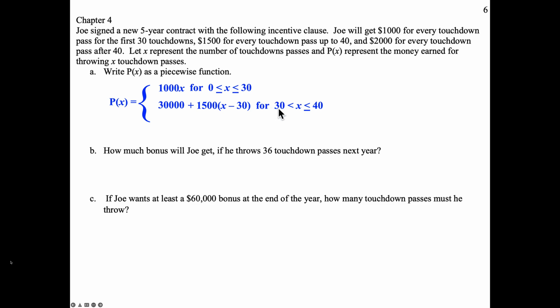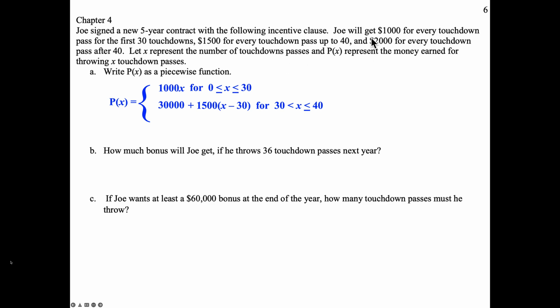And my domain restriction here is now 30 is less than x is less than or equal to 40. Okay, so that's this 30 written right here. Now, another way of doing this is since you can't have 30.2 or 30.7 or 30.8 touchdown passes, you could make this number a 31 because your domain is going to be working with all integer values. So it could be 31 less than or equal to x less than or equal to 40. That would still be acceptable.